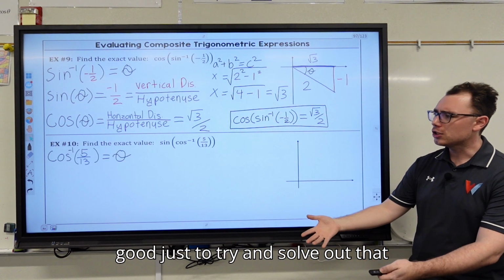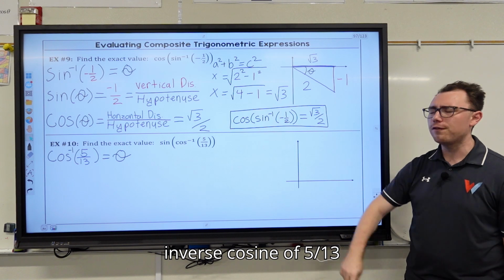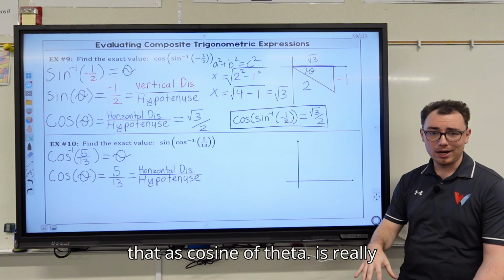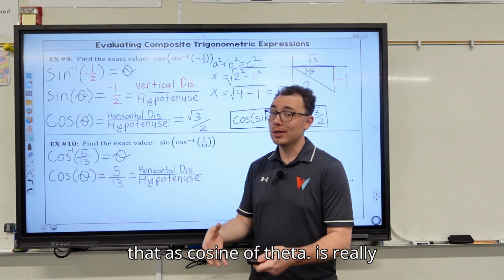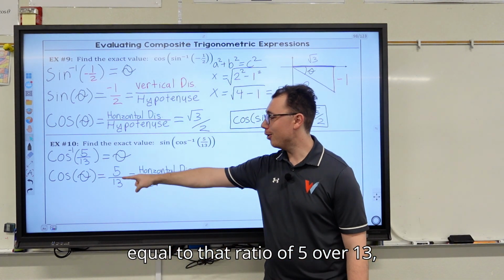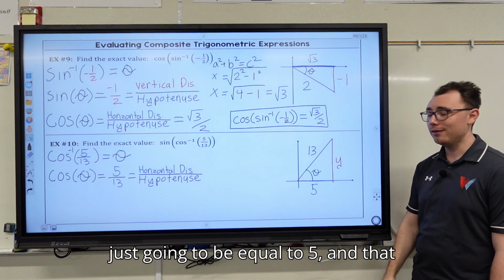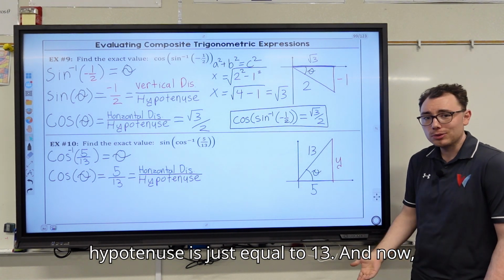So I'm good just to solve out that inverse cosine of 5 over 13 equals theta. Well, I'm able to rewrite that as cosine of theta is really equal to that ratio of 5 over 13, where that horizontal displacement is just going to be equal to 5, and that hypotenuse is just equal to 13.